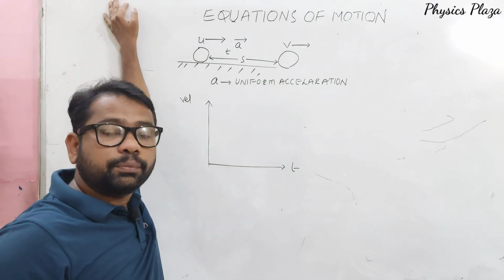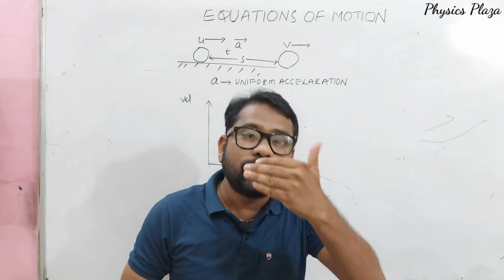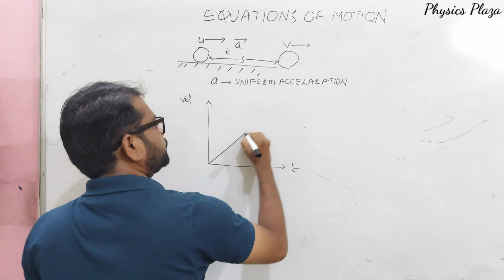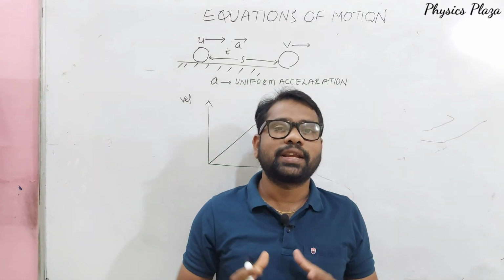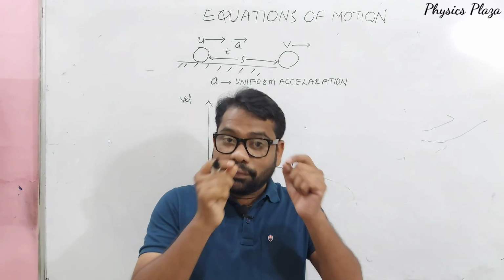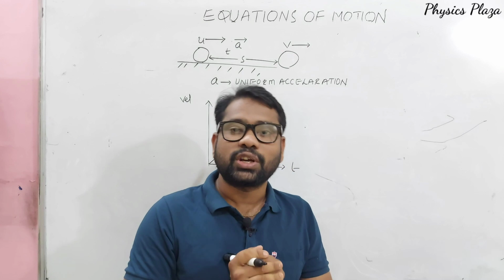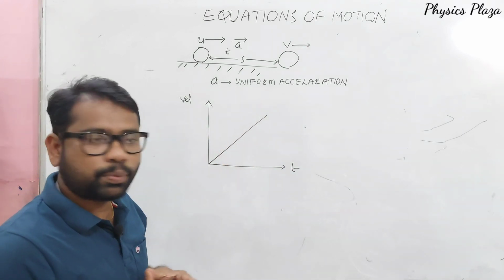So, what type of graph do we get if any object is moving with uniform acceleration in a VT graph? Children, that will be like this. No doubt about it, if a body is going with a uniform acceleration, then definitely in a VT graph we will get a straight line. Here we got a straight line passing through the origin, no problem.